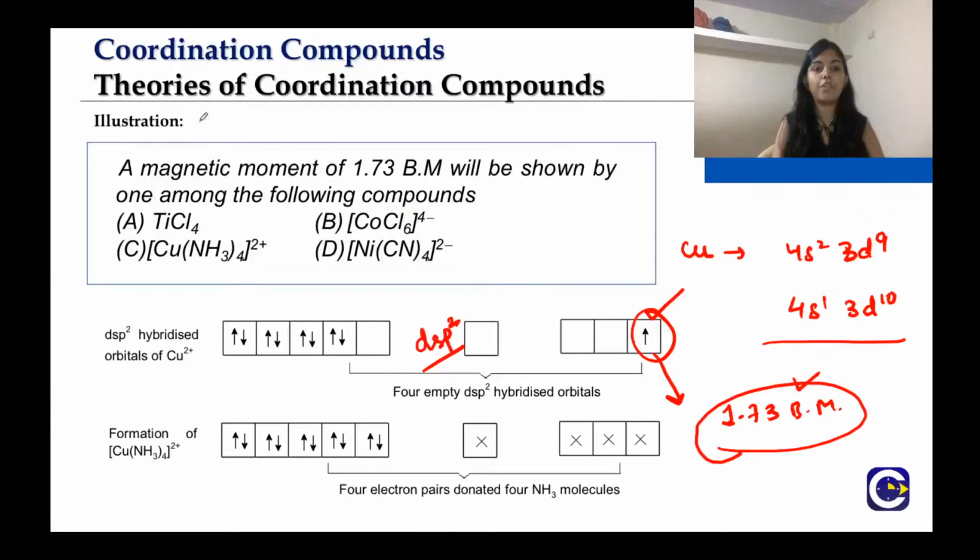Now, one more question, you can take it for homework: you have to find out the magnetic moment for the rest of the complexes. That means A, B and D, you have to find out what the magnetic moments are. Yes, Arun, you are also correct with the answer. Good.